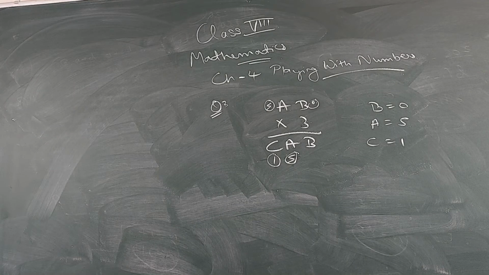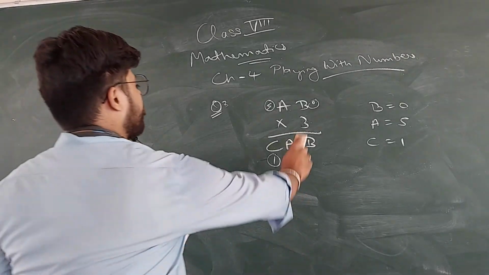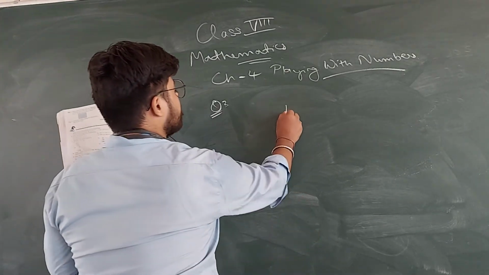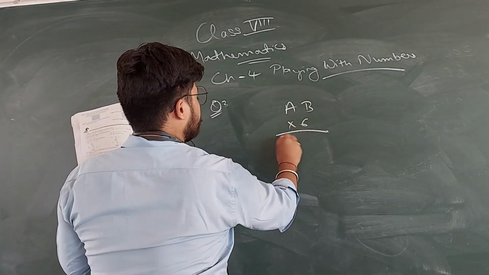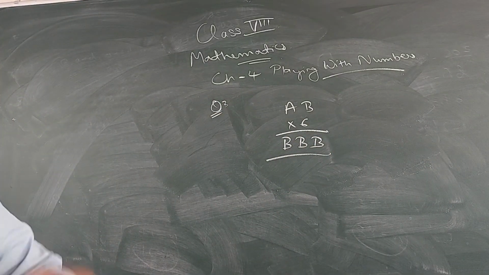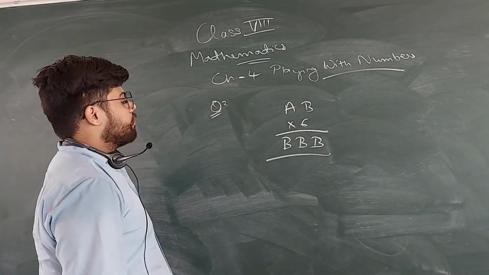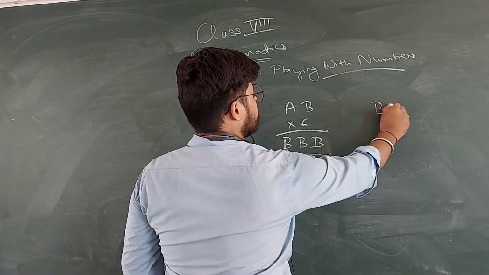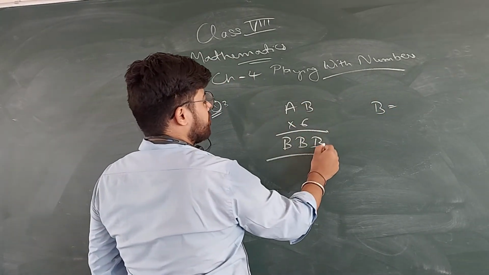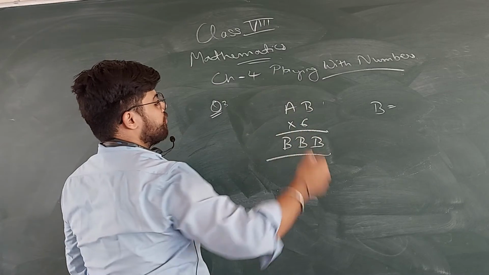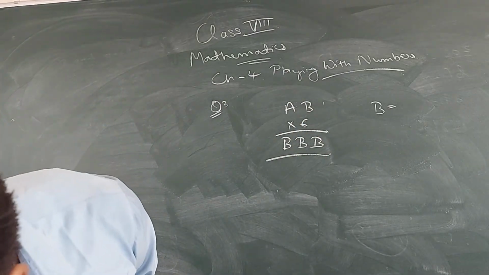And the last part for the class, E part. AB into 6, the answer will be BBB. Now look at this one. Whatever value we take, the answer will be all the same number. If B value is 1, then 6 ones are 6, here 6 will come, and A value we have to take different. A value, whatever I have to take.